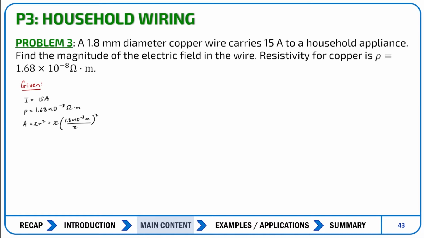We have J being equal to E over rho. These two are vectors, just keep that in mind. But we also know that J is equal to I over A. So that means E is equal to I rho over A. Now just keep in mind this is not P, it's rho. So next we just solve.